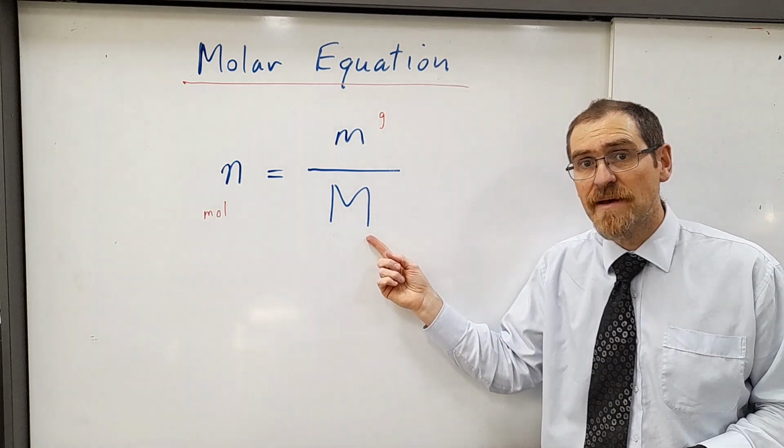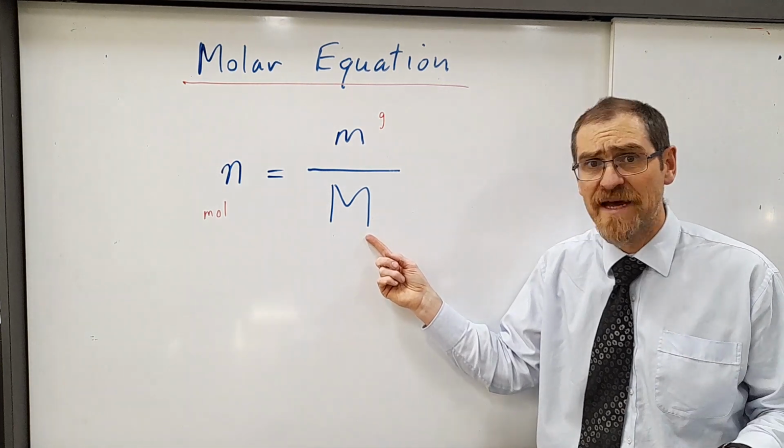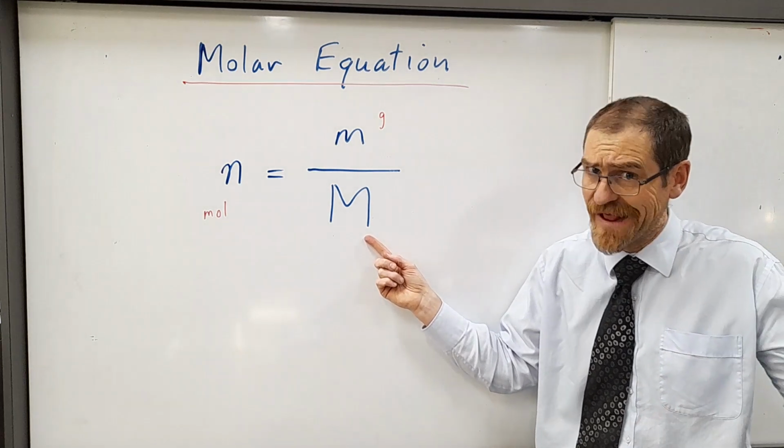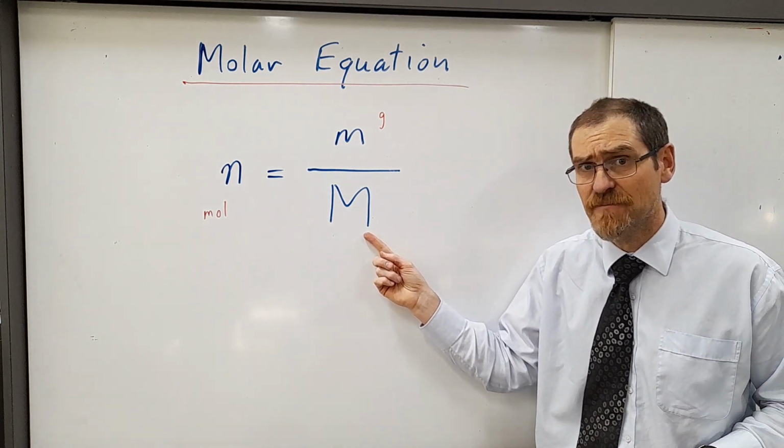This is the molar mass of our material. We get this value from the periodic table. If it's a compound, we have to use the formula of the compound and the periodic table to find the molar mass. The units for molar mass are grams per mole.